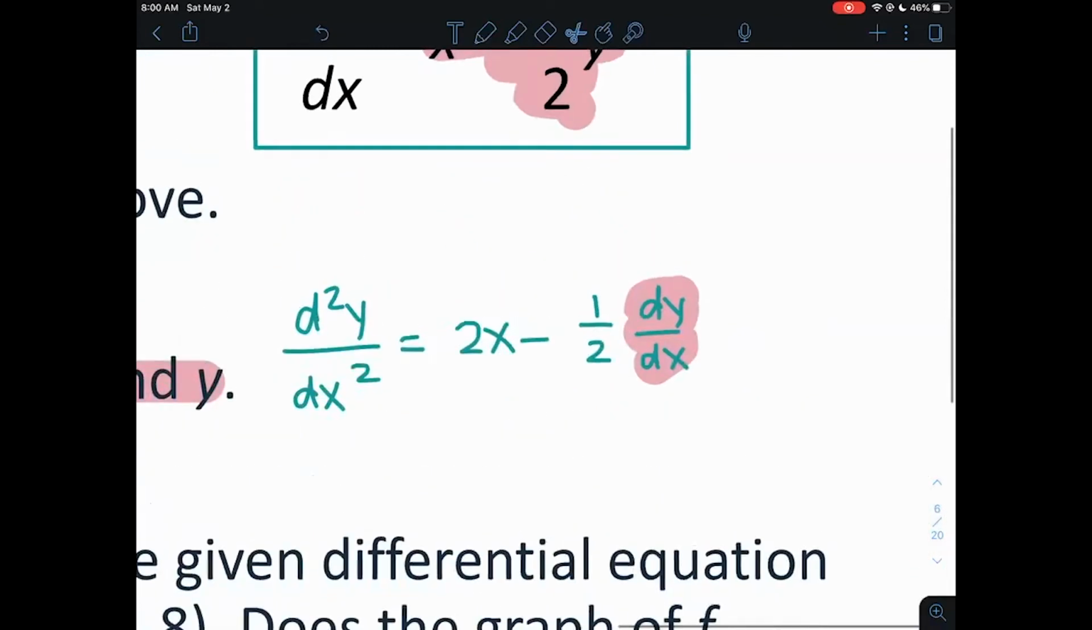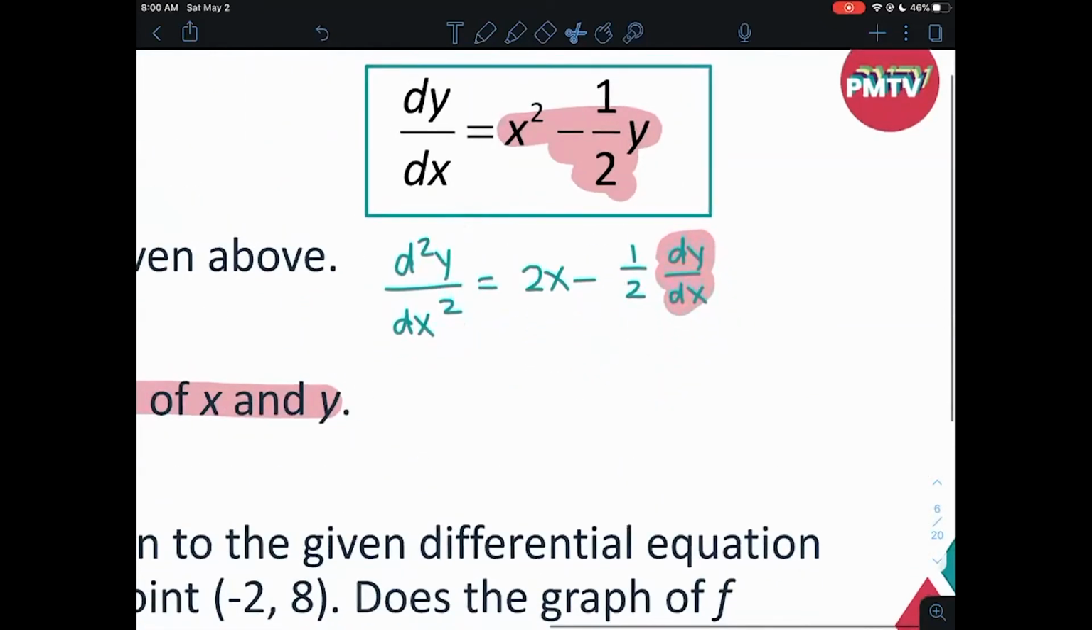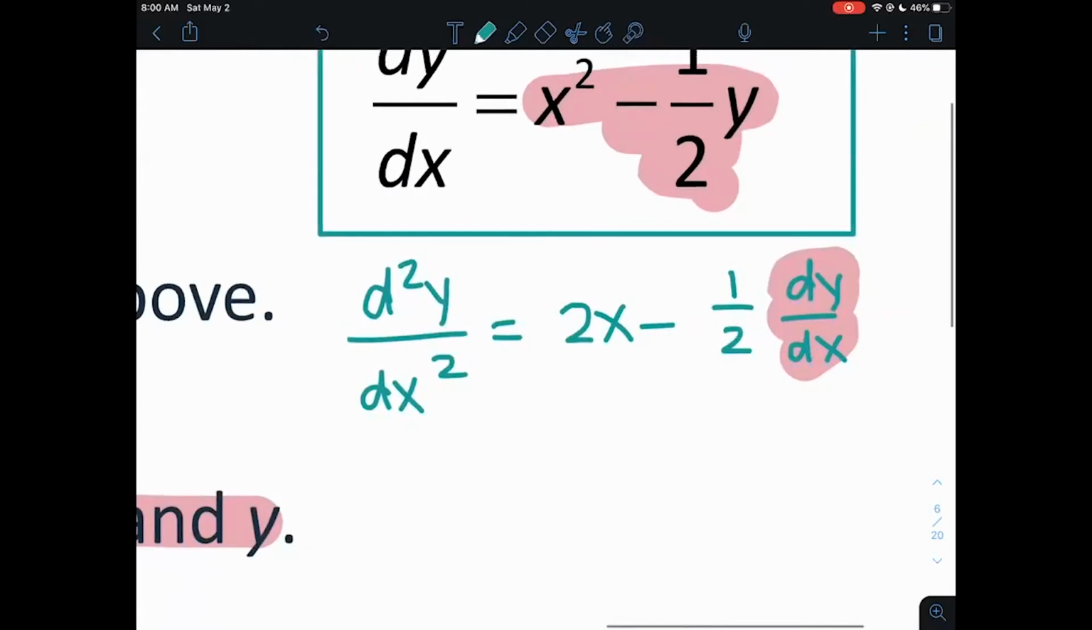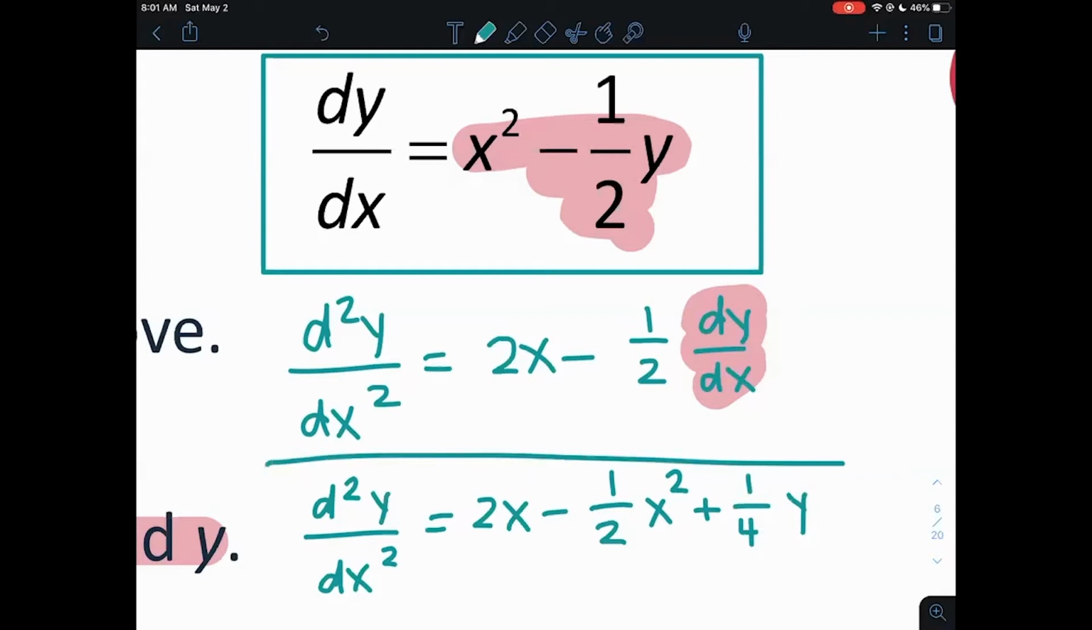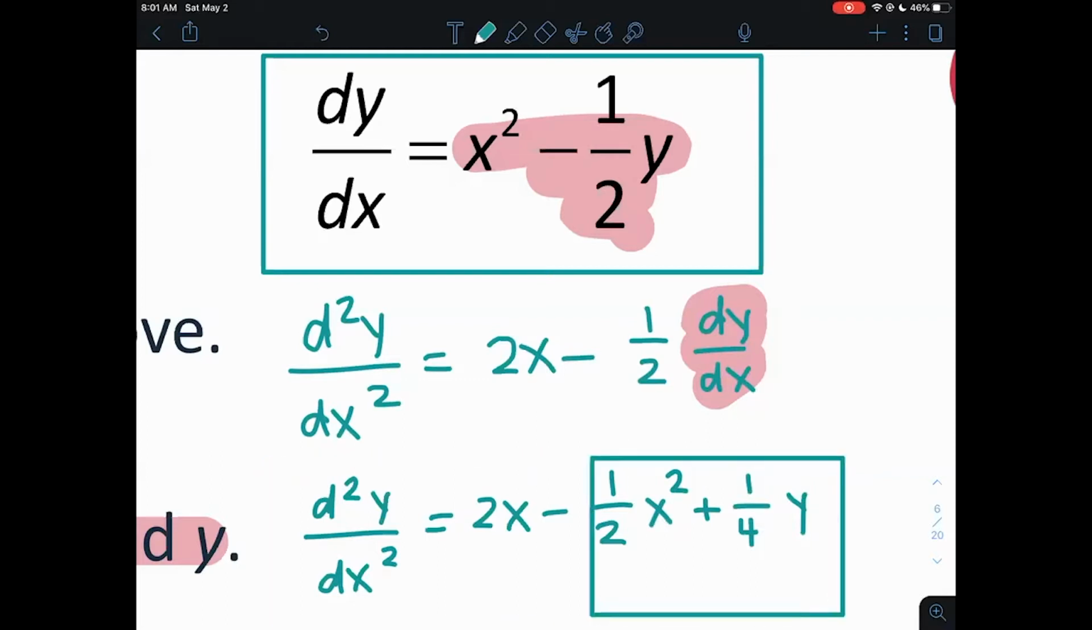Let's move that so I can actually see everything at one time. All right, so my second derivative will look like this: 2x minus 1/2 times x squared minus 1/2 y. I'm going to go ahead and distribute that 1/2 as I'm doing this, just because the calculations in the parts below will be a little bit easier. So there is our second derivative. There's our final answer for part 1.